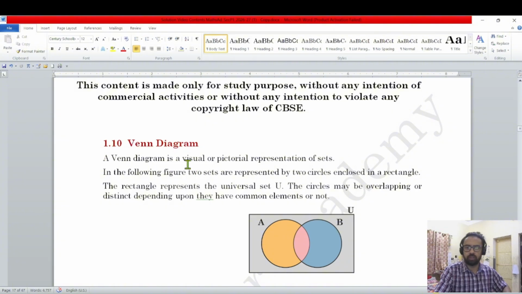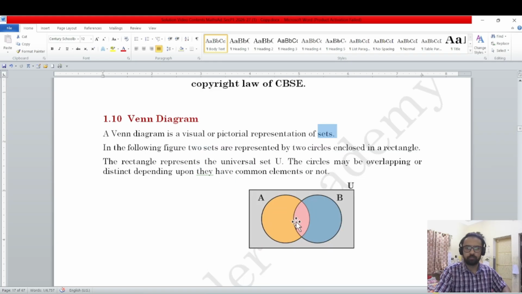Venn diagram basically is a pictorial representation, or you can say a visual representation of sets. A rectangle represents the universal set. Last lecture we studied what is universal set. So in Venn diagram, we denote the universal set by a rectangle, and the sets will be denoted by circles, or sometimes oval shaped.